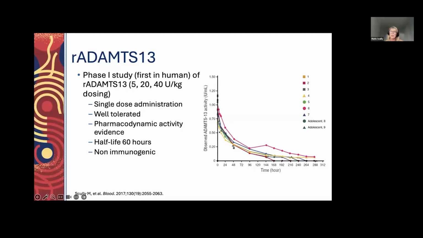So from this phase 1 study, we can see following 1 dose that patients achieved essentially a normal ADAMTS13 activity, which is unachievable with current therapies. It was well tolerated, and the pharmacodynamic activity demonstrated that the activity persisted for much longer than in patients who receive plasma infusion.